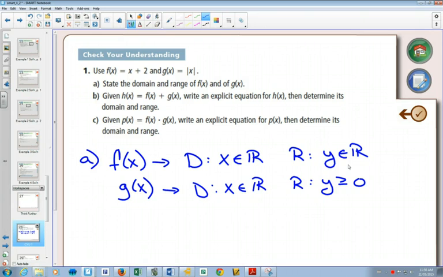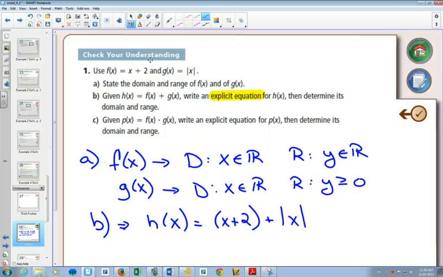Now, if h of x is adding those two together, we're going to write an explicit equation. So there's a new definition. An explicit equation is just an equation in terms of x. So h of x would equal, well, we take f of x and replace it with x plus 2, and we take g of x and replace it with the absolute value of x, and an equation that just has x's involved is called an explicit equation.